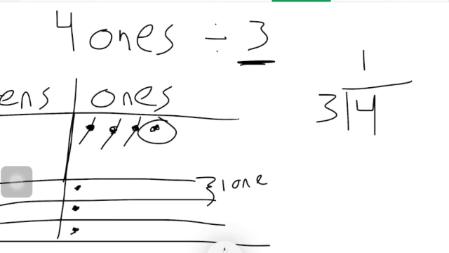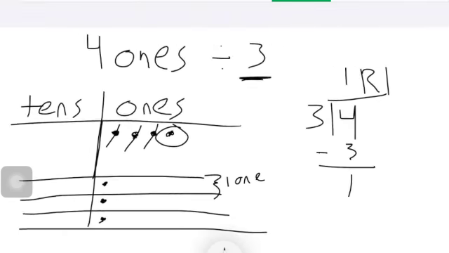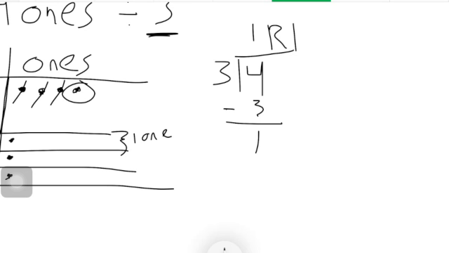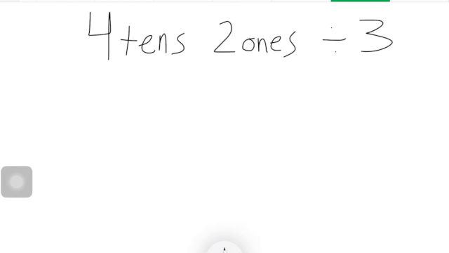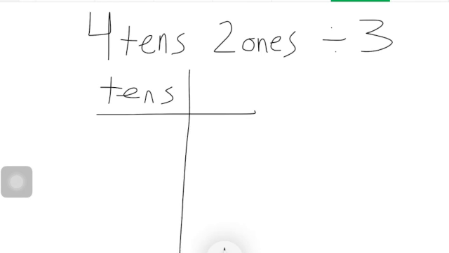4 divided by 3. 3 goes into 4 one time. There's 1, 3. Or 4 split up 3 ways one time. 4 minus 3 is 1. 1 remainder 1. Check our work: 3 times 1 is 3, plus our remainder, which is 1, is 4. Now, we're going to look at 4 tens divided by 3, as we've been doing.